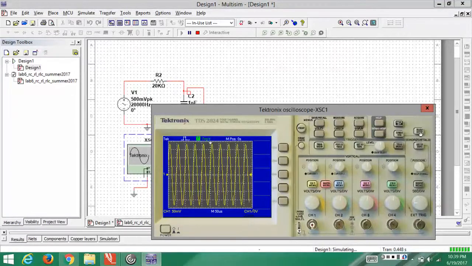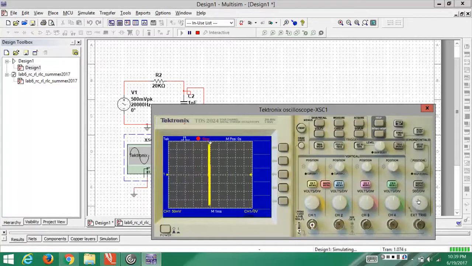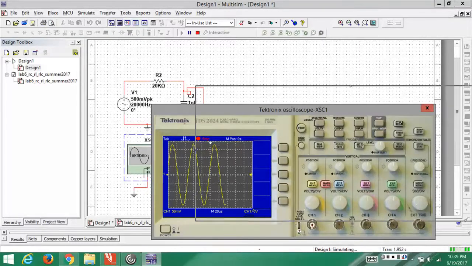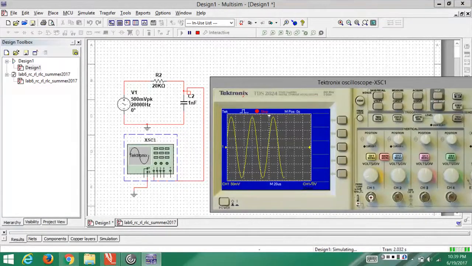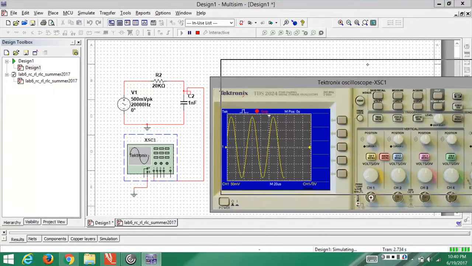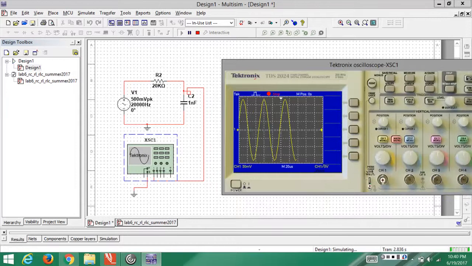Right, there you go. I want to stop it, so you can use run or stop. Also, let's see. This reading right now is telling us the voltage across the capacitor, which is okay. This is the usual setup of the oscilloscope when you take a voltage reading across a component.